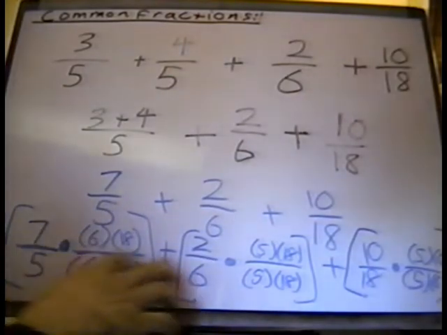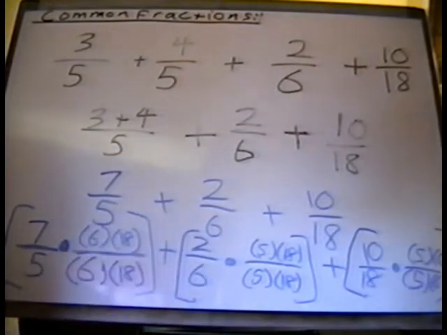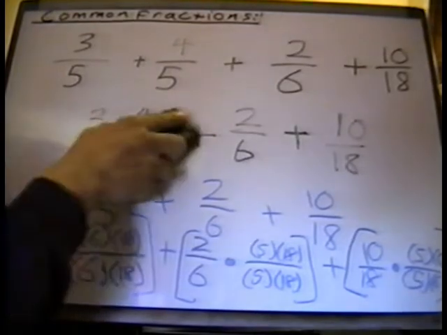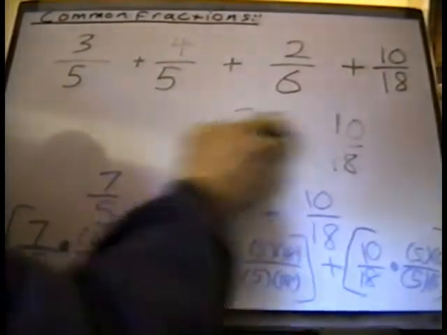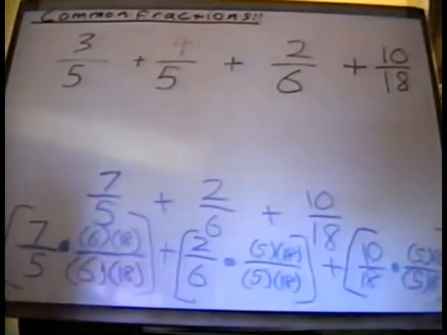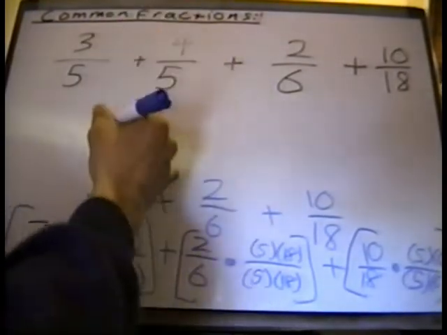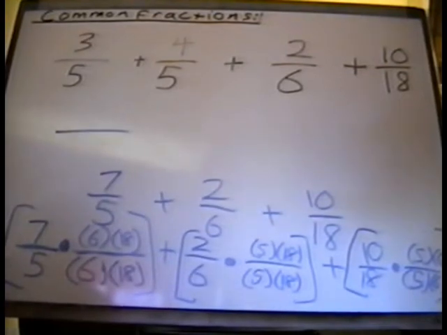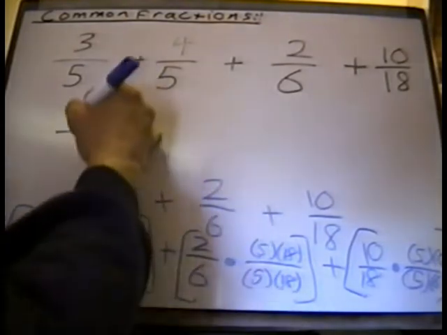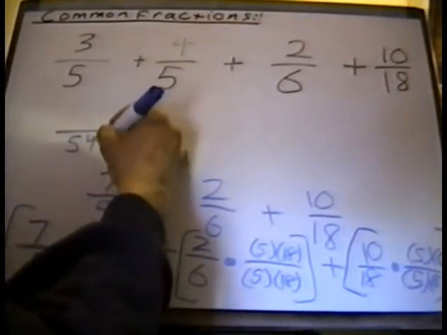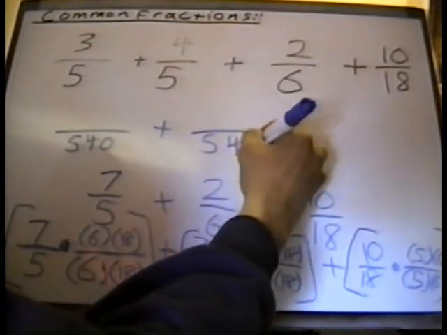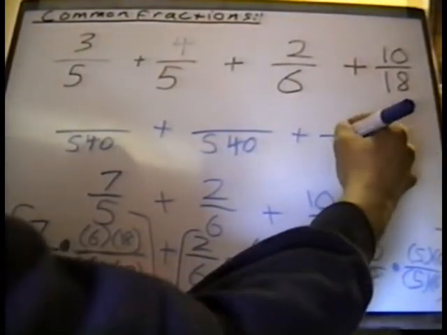So now when you multiply those out, for the bottom of each, you're going to get the product of 5 times 6 times 18, which is equal to 540. Each term is going to have 540 as its denominator.